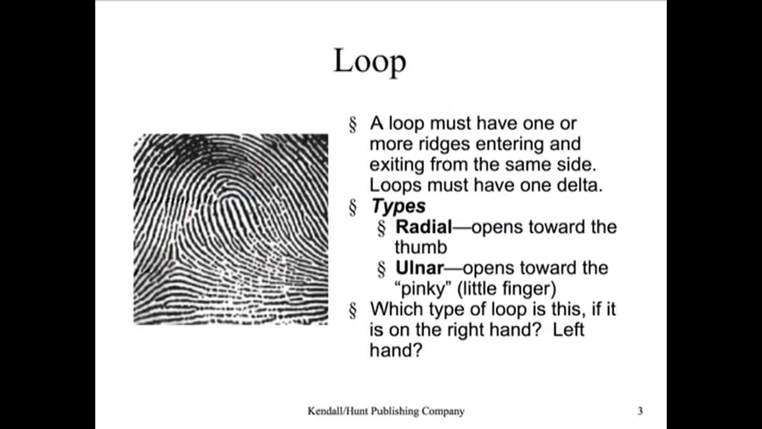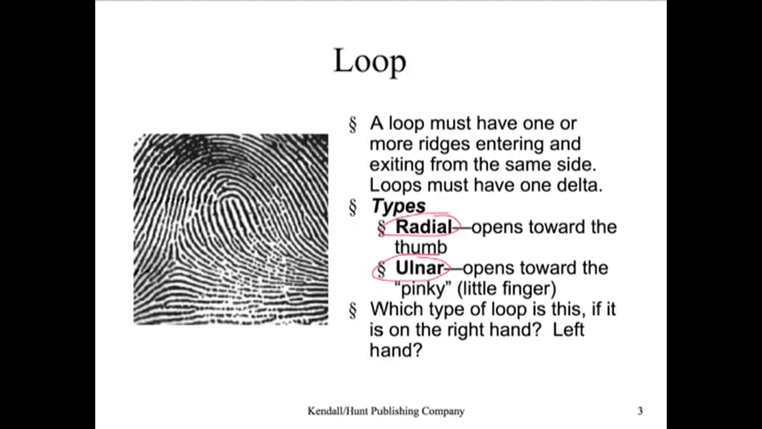Now in a loop, there are two types. There's what is called a radial and an ulnar loop. This has to do with the radius and ulna of the human forearm. The radius is located by the thumb, and the ulna is located near the little finger. Now, in order to read something as radial or ulnar, you do need to know if it was a right-handed print or a left-handed print, and that's going to make a difference.